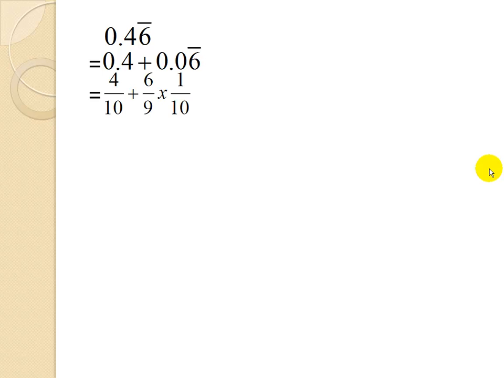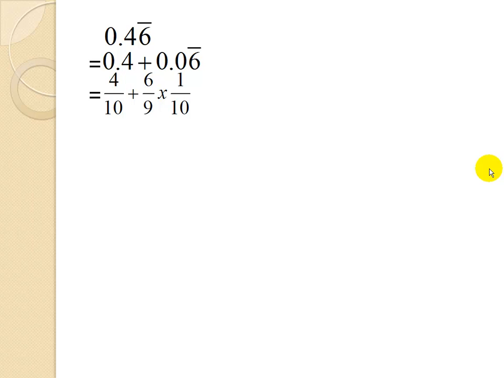For example, let's consider the number 0.46 where the 4 is terminating and the 6 is recurring. We can simply break up that number into its two component parts, the 0.4, which is the terminating part, and the 0.06, which is the recurring part. Now, if we do so, we will then express the 0.4 as a common fraction, 4/10.